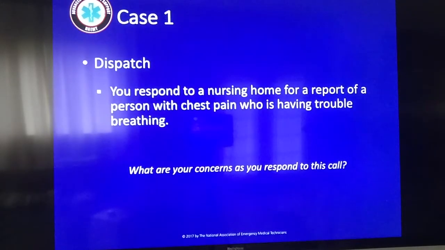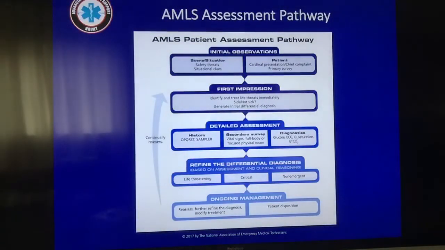So here we go. Let's go over our first case. We're dispatched to a patient at a nursing home that's having some chest pain and trouble breathing. So now we wonder what came first. And we're going to a nursing home. We probably want to get more information as we go along, but we start to figure out what's going on.